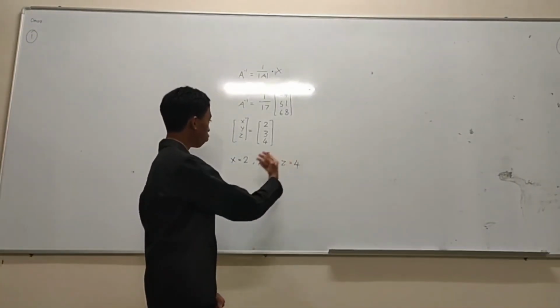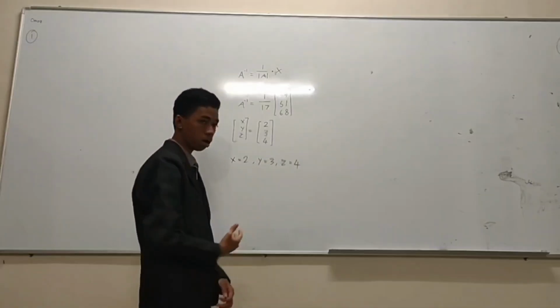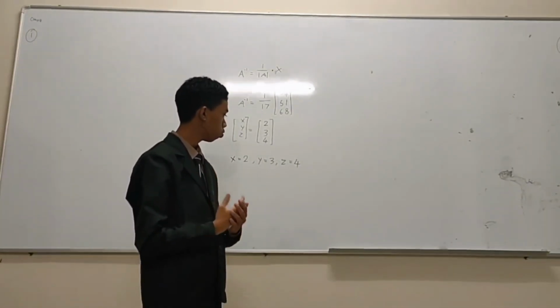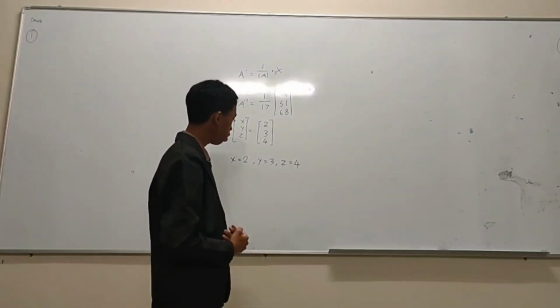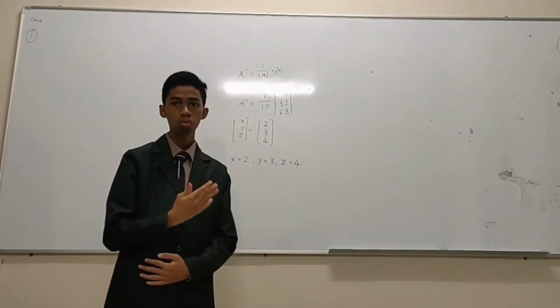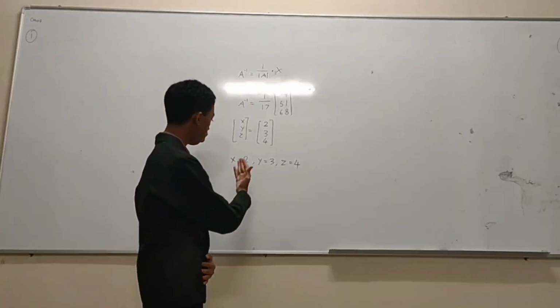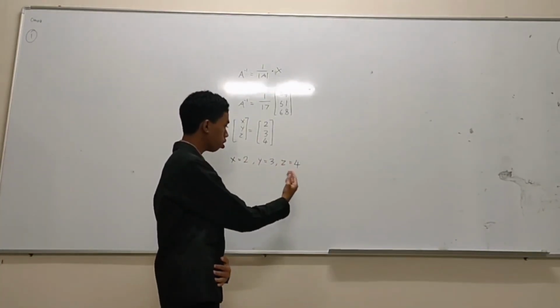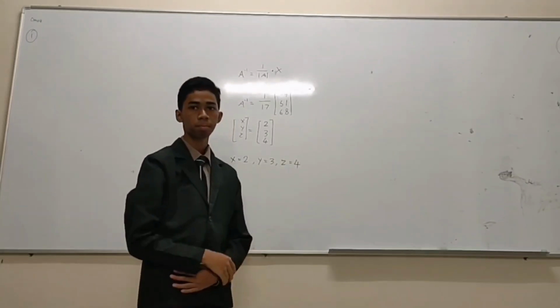So, what we got is x equals 2, y is equal to 3, and z is equal to 4. This means that 2 liters are used on day 1, 3 liters used on day 2, and 4 liters used on day 3.